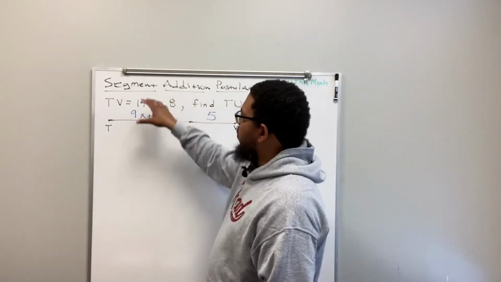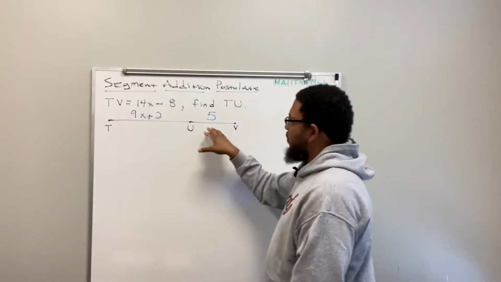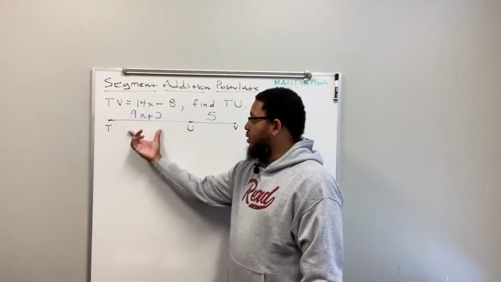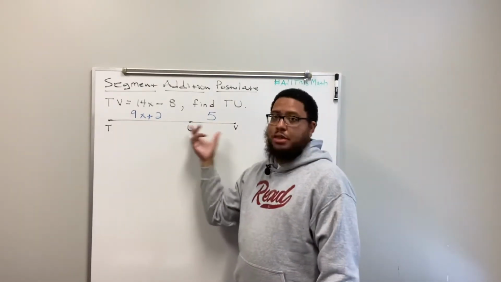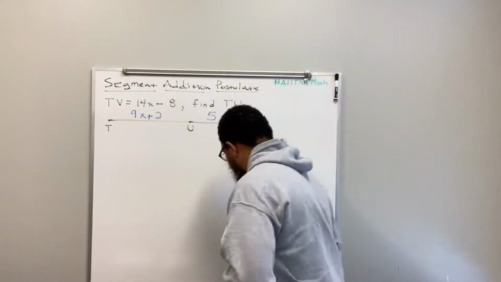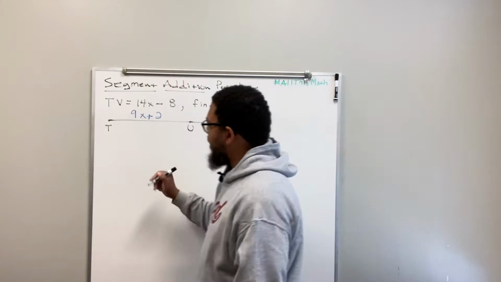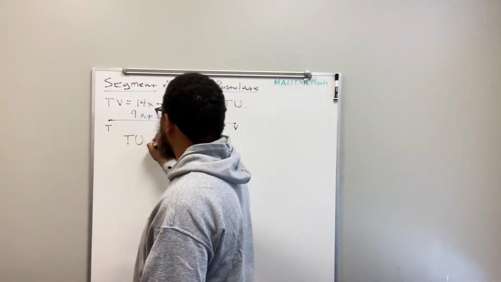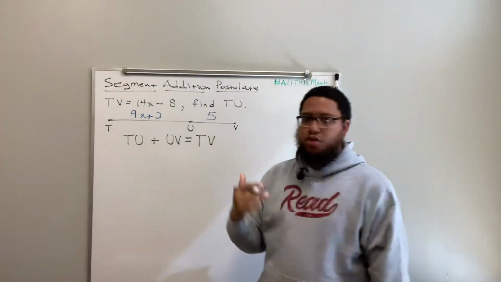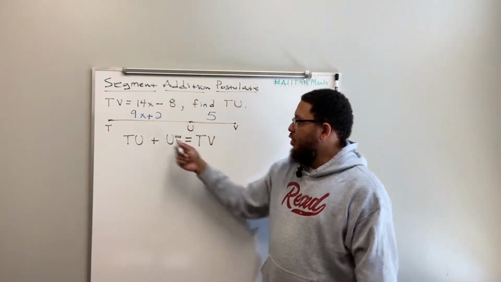So I know through the segment addition postulate that the length of this segment, TU, plus the length of this segment, UV, is equal to the length of the whole thing. So this piece, because it's next to this piece, these two pieces added together are equal to the whole thing. So I'm going to write that down because we need to be able to visualize what we're doing. Basically, TU plus UV is equal to TV. Now let that marinate for a moment, right? TU is from here to here. UV is from here to here. TV is the whole thing.